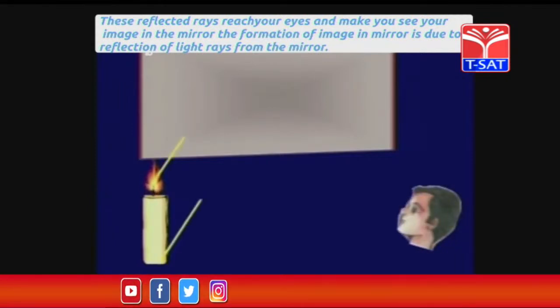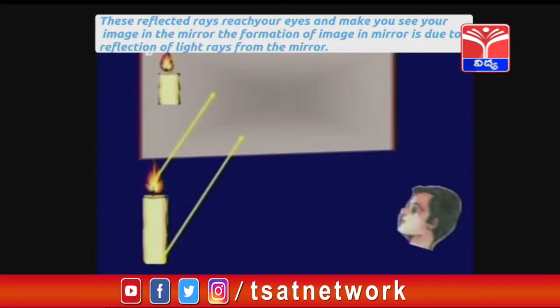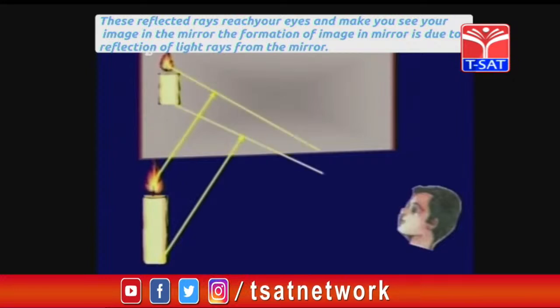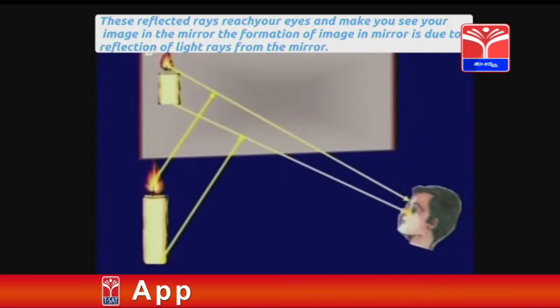Let us observe another example. A ray of light coming from a candle falls on the mirror. It reflects the light and the person is able to see the image of the candle in the mirror.